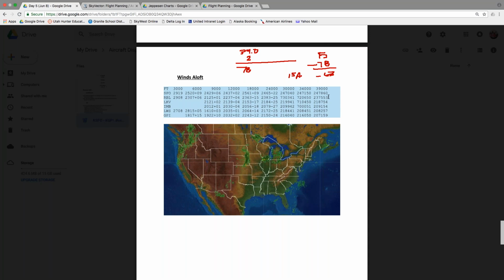Our current temperature at 39,000 feet, we'll just take an average of that, call it negative 54 degrees. We are how much warmer than ISA? It's 10, 11, 9 degrees. 9 degrees warmer. Okay, ISA plus 9, so we're going to use the ISA plus 10 charts.